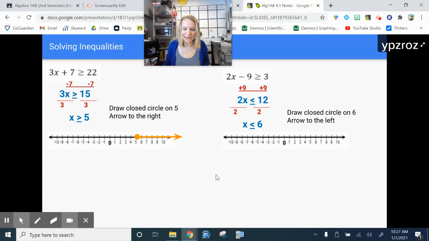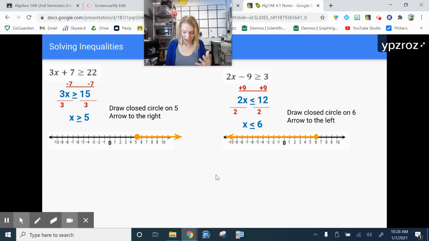So yeah. And so I'm going to do a closed circle on the 6, and I'm going to arrow it to the left because my inequality sign says less than or equal to. If this was actually done with the original and I didn't switch the sign around, it would have been an arrow to the right with a greater than. So there we go. All right.